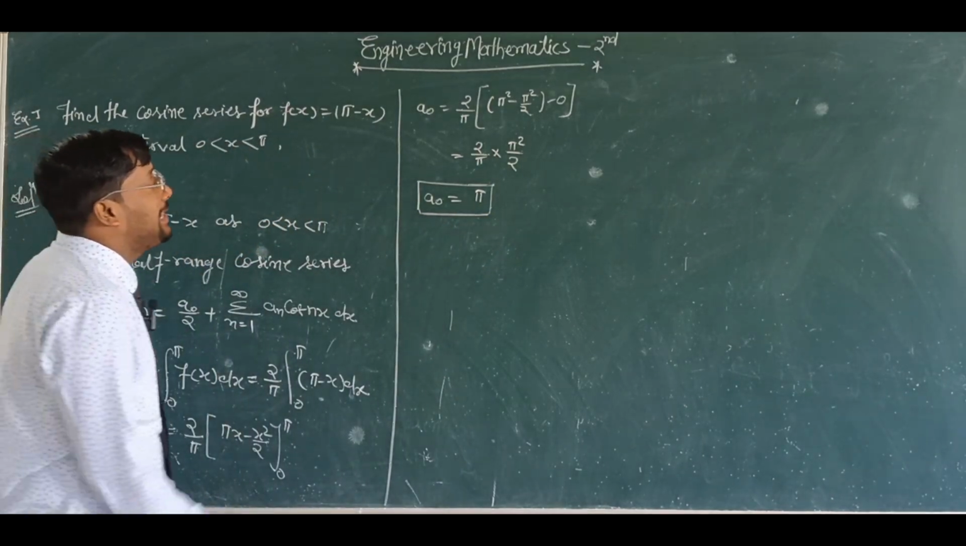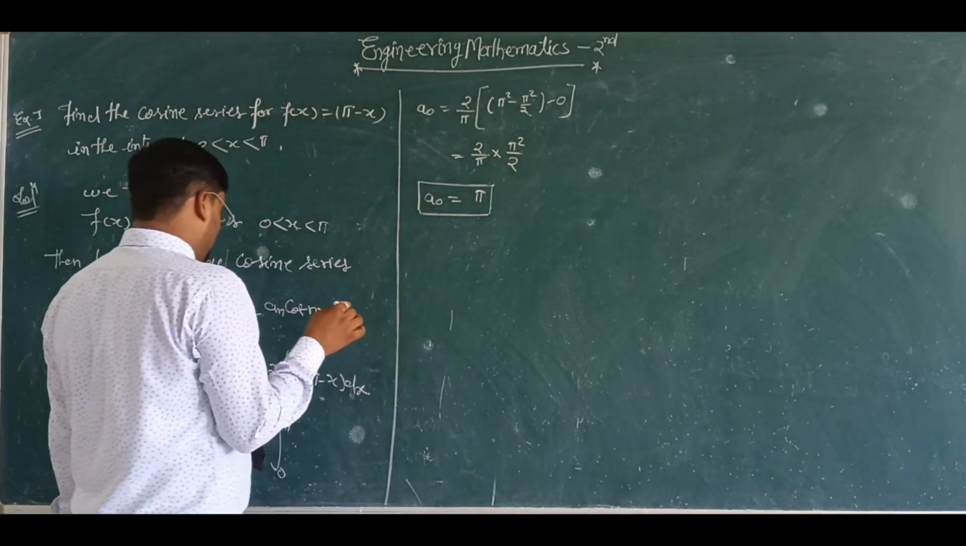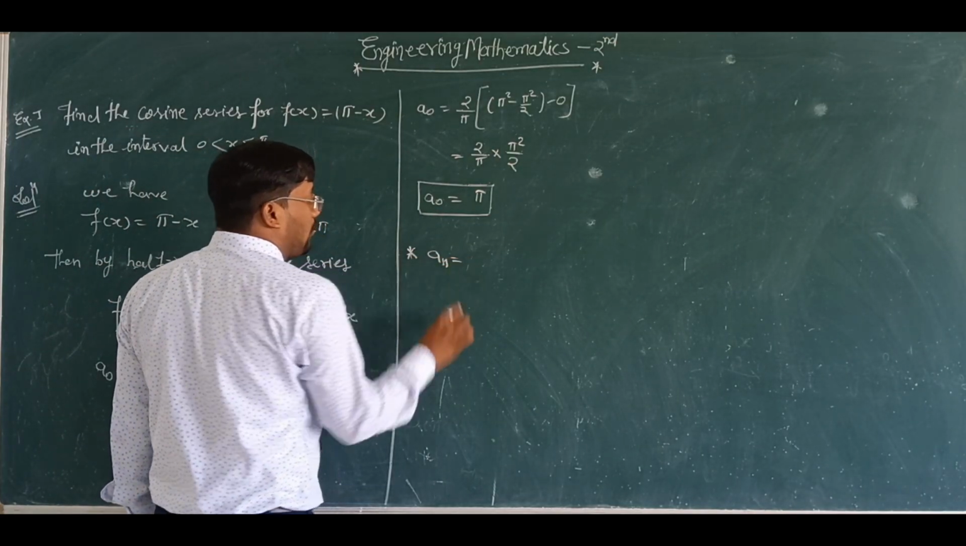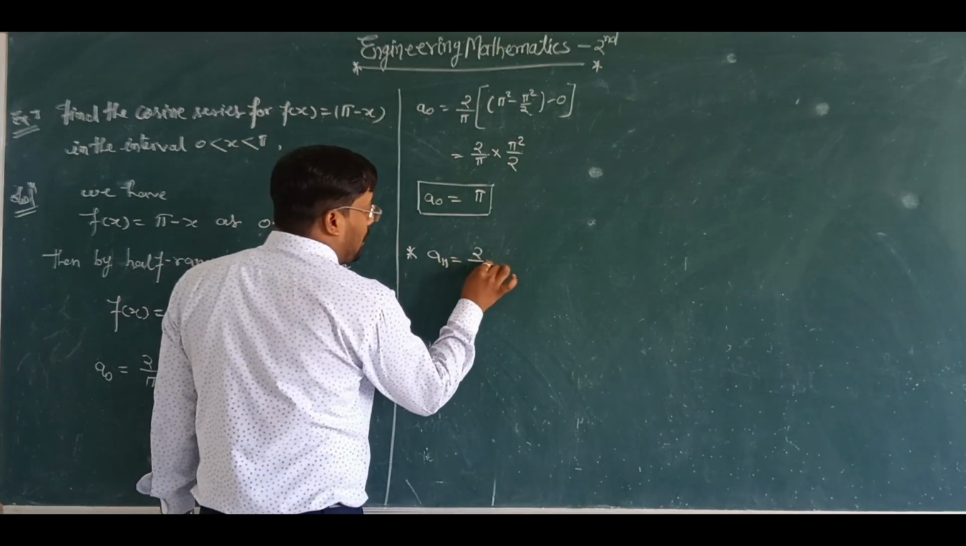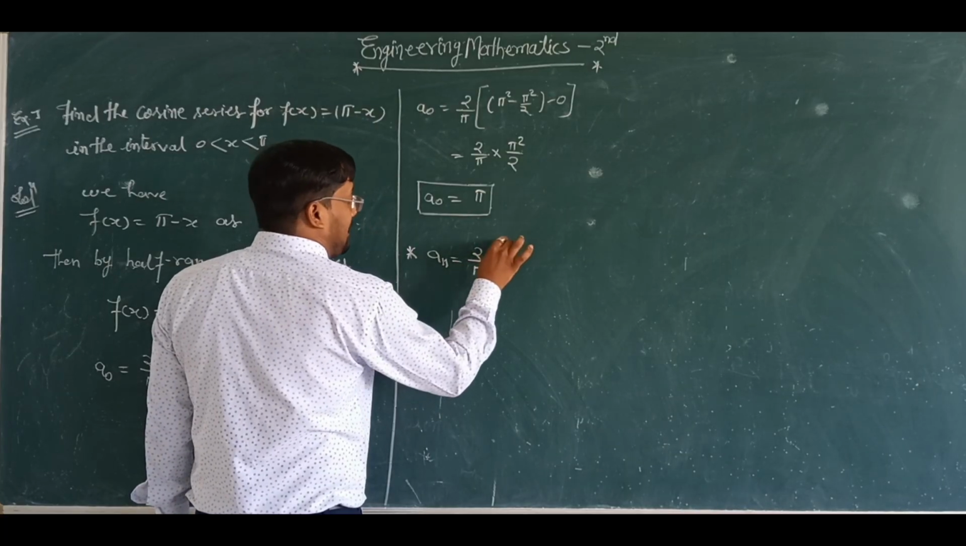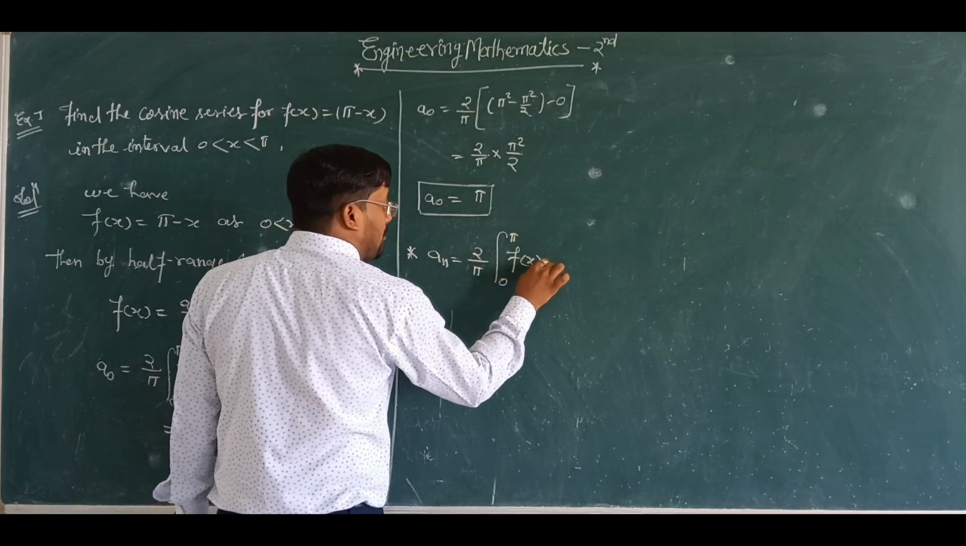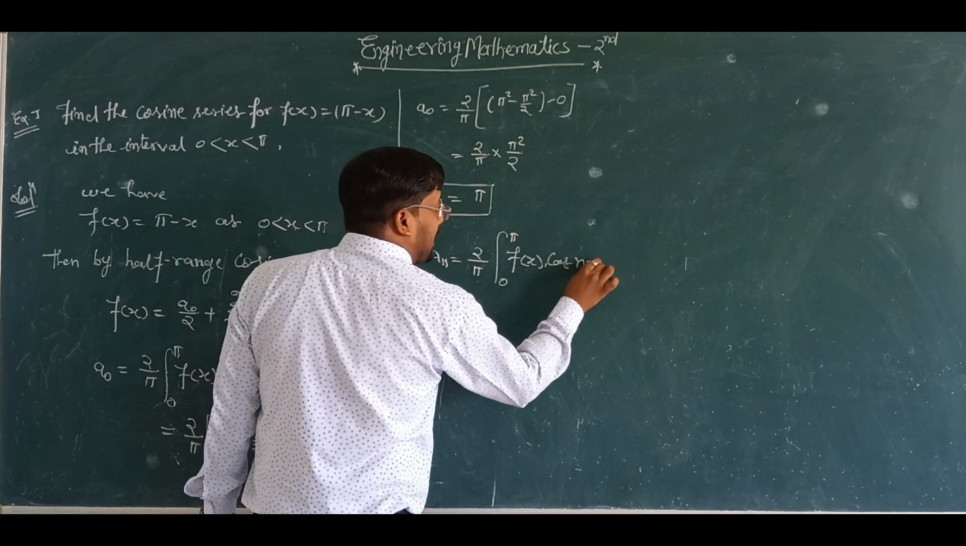Now again, find the value of an. an is equal to 2 upon pi integration 0 to pi f(x) into cos nx dx.